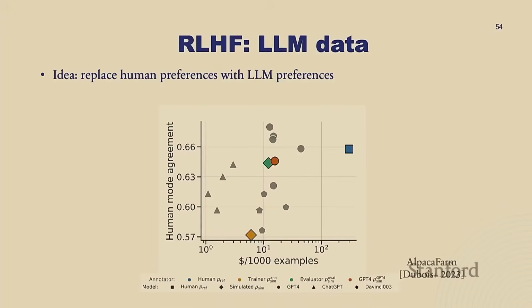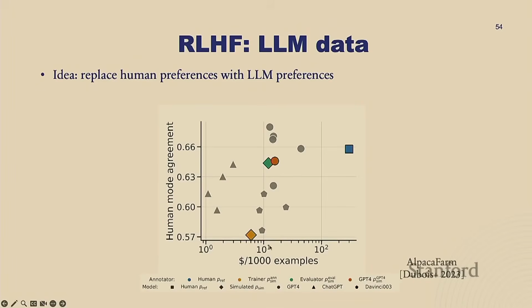So what we did last year, again the same thing as Alpaca, was this idea: there are challenges with humans, so maybe we can just replace them with LLMs. So what we did is simply replace human preferences with LLM preferences.